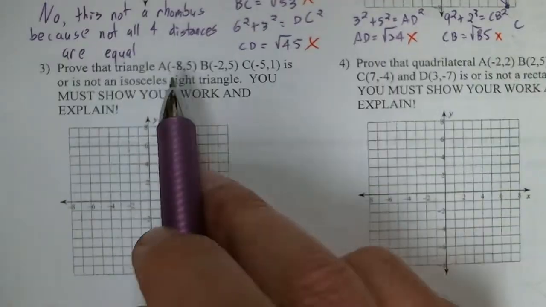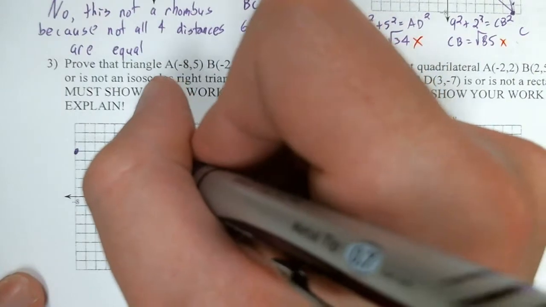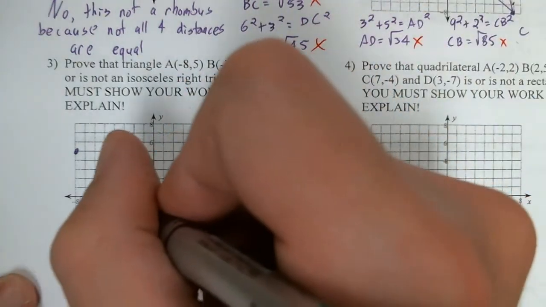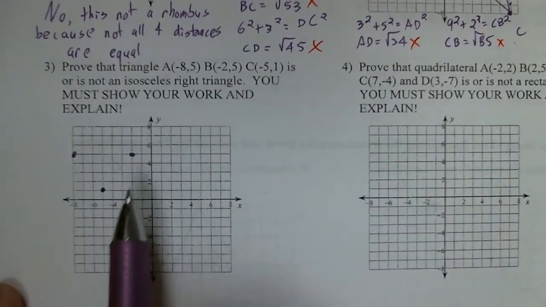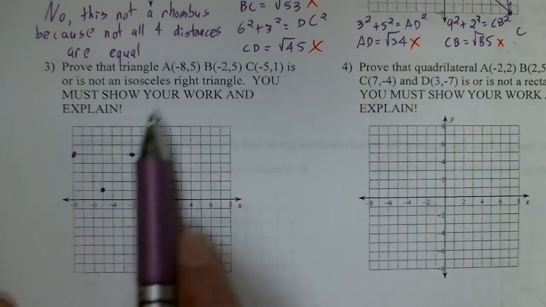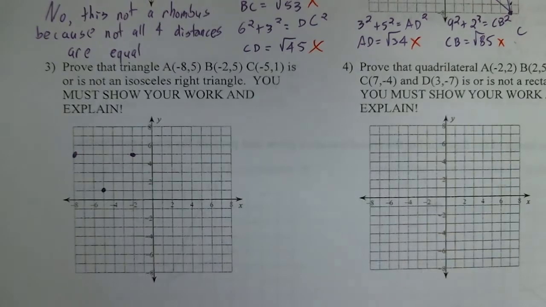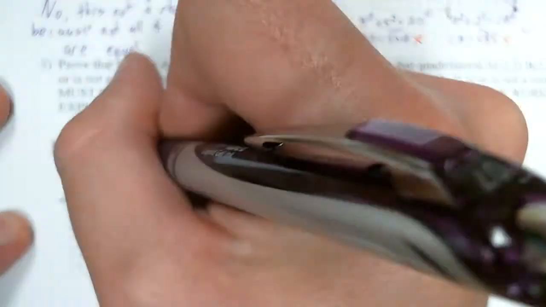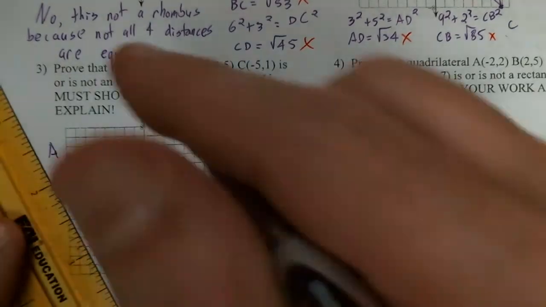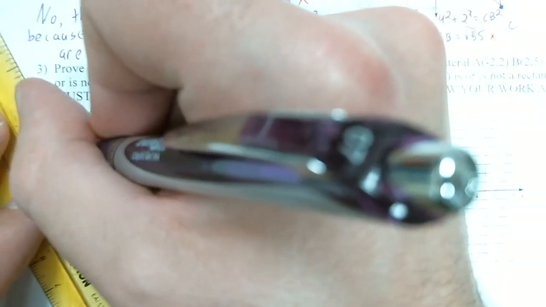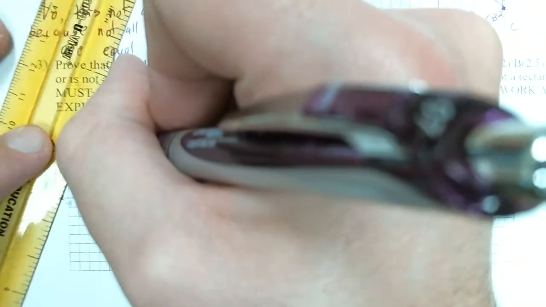Okay, let's keep going. All right, negative 8, 5. And we got negative 2, 5. Negative 5, 1. Okay, let's check. Negative 8, up 5. Left 2, up 5. Left 5, up 1. Okay, check. A, B, C. And make sure you label your points, guys. A, B, C.